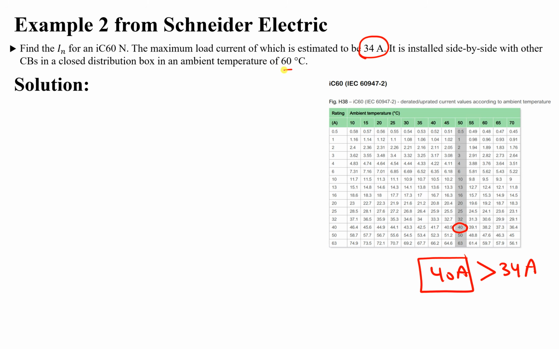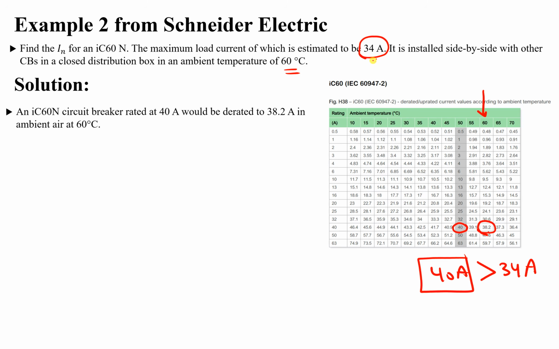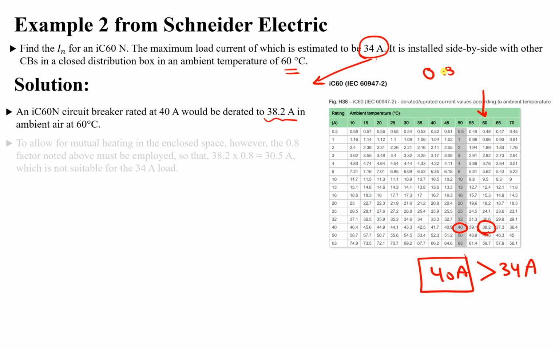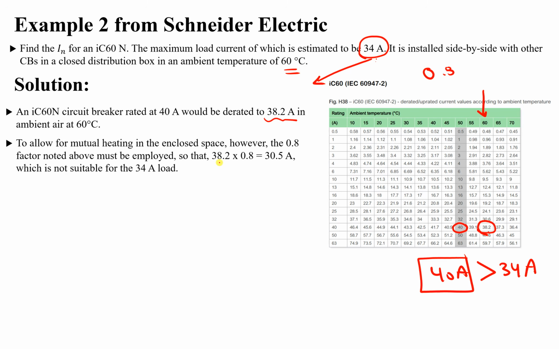It is installed at 60 Celsius degrees. So let's look at the 60 Celsius degree column. Goes down here, 38.2. 38.2 is greater than 34. So for the temperature value, it will be 38.2, still greater than this 34. Now we need another derating for grouping, which is 0.8. So we will multiply this by 0.8. We find it to be, after the grouping, 30.5 ampere, which is less than our IP.